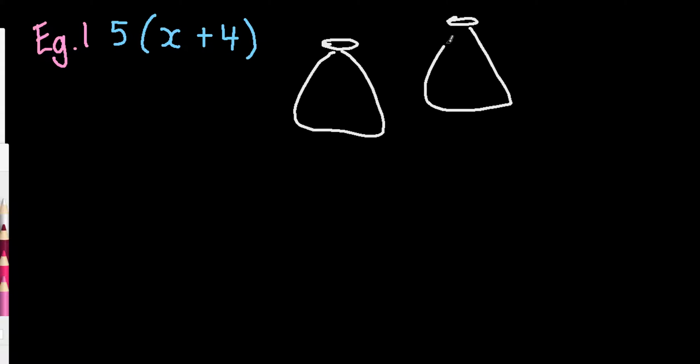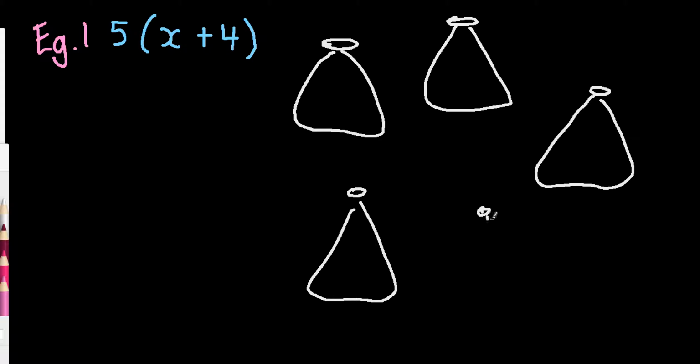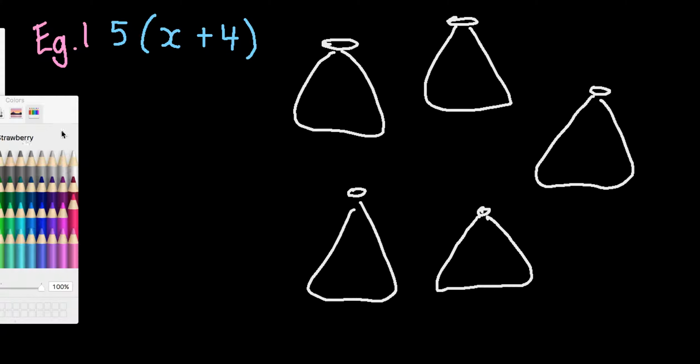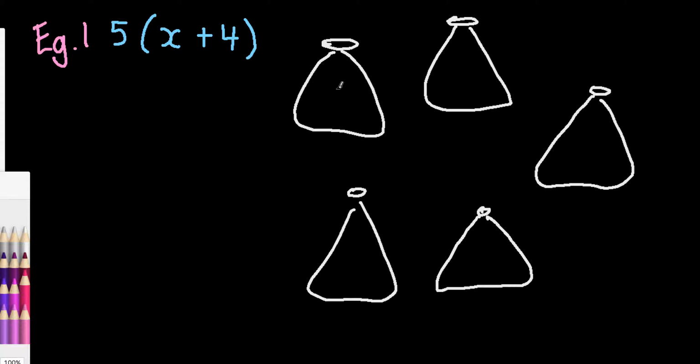5 bags. Now, I'm not very good at drawing bags, but as you can see, we've got a few little, almost like sacks. And imagine we didn't know how much was in each of these sacks, how many lollies, say. But we knew that there was X number of lollies and another 4 in each of those bags. What I'm drawing here is essentially 5 groups of X plus 4, which is what this is telling us here.